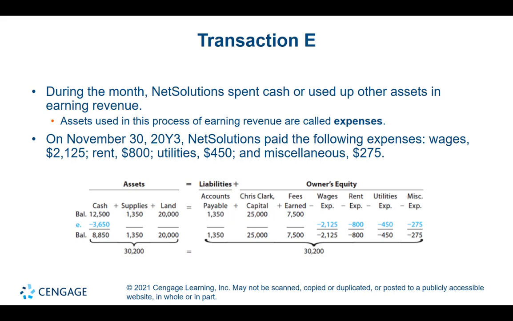Expense is the opposite of fees earned revenue. Fees earned revenue increases owner's equity. It has a positive impact on the operation, on the bottom line of the business income. Expenses, on the other hand, have a negative impact. They decrease the bottom line. Therefore, we see it shown here as a negative number. The negative number here doesn't mean that expenses go down. It means that it has a negative impact on owner's equity.